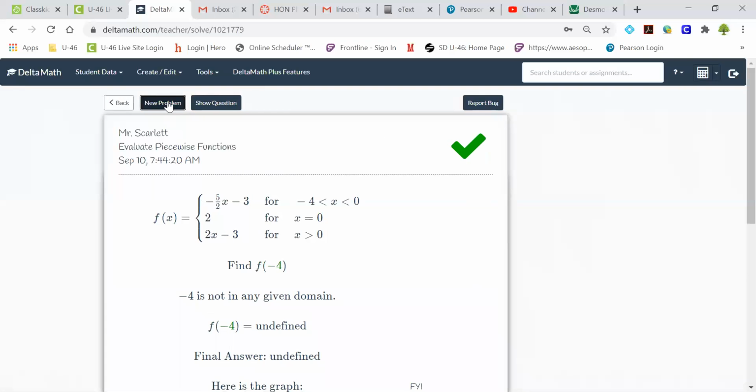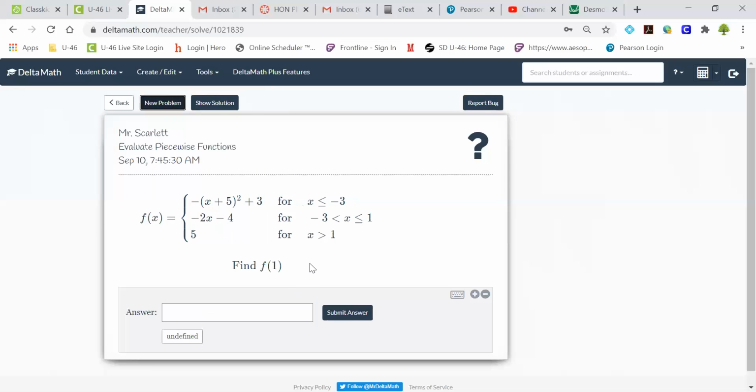Let's try another one though. This one should work. So again, a piecewise function with 3 different pieces, and you want to find f of 1. The x value is 1. Well, you look at your 3 domains and determine that it's this middle part that 1 belongs to. 1 is less than or equal to 1. So it belongs in this middle section, which is this. I want to do -2 times 1 minus 4, which gives me -6.